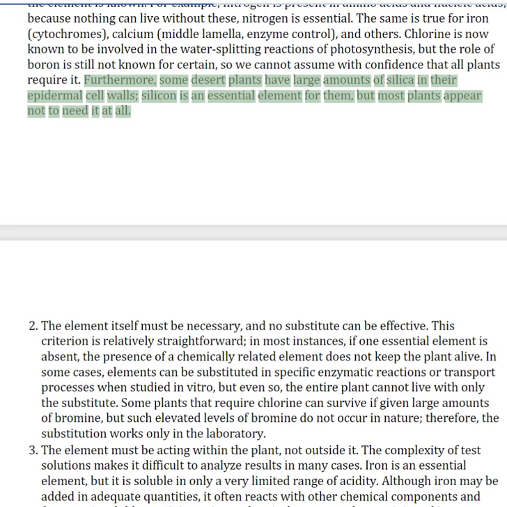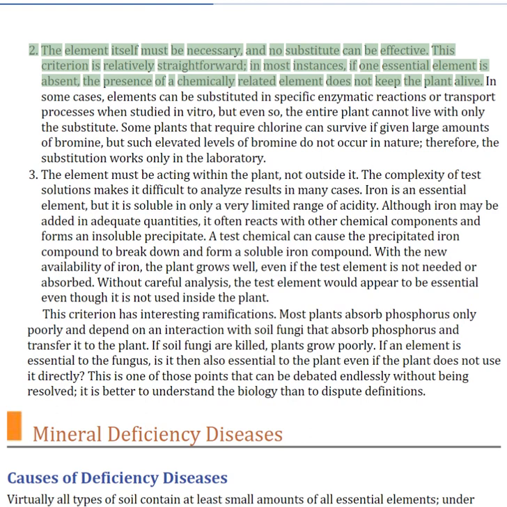Furthermore, some desert plants have large amounts of silica in their epidermal cell walls. Silicon is an essential element for them, but most plants appear not to need it at all. 2. The element itself must be necessary, and no substitute can be effective. This criterion is relatively straightforward.